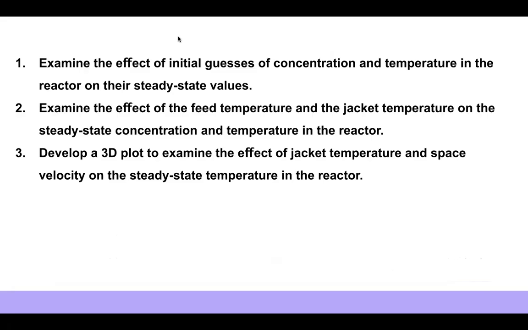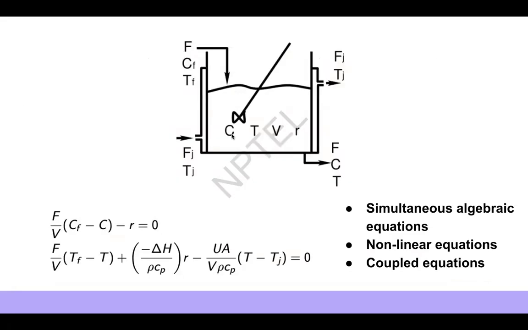The first sub question is: examine the effect of initial guesses of concentration and temperature in the reactor on their steady state values. That is concentration and temperature of the reactor. So basically, you have a concentration C and a temperature T that need to be found at steady state. Again, what is steady state?